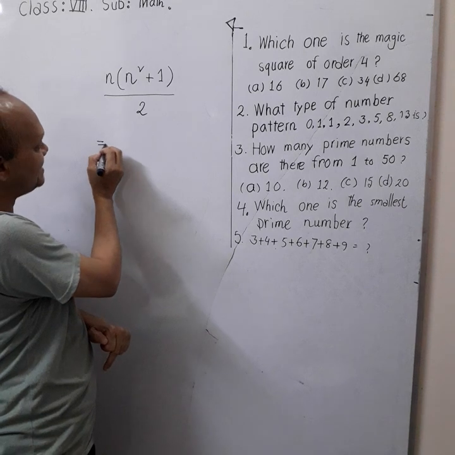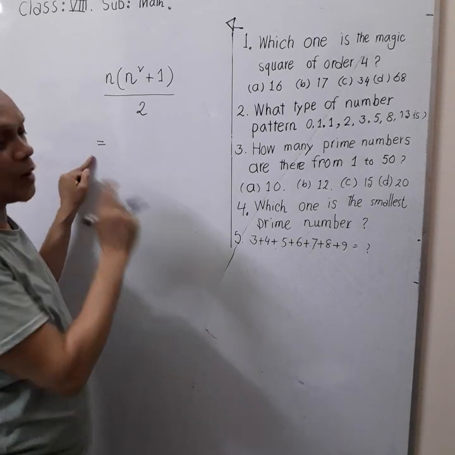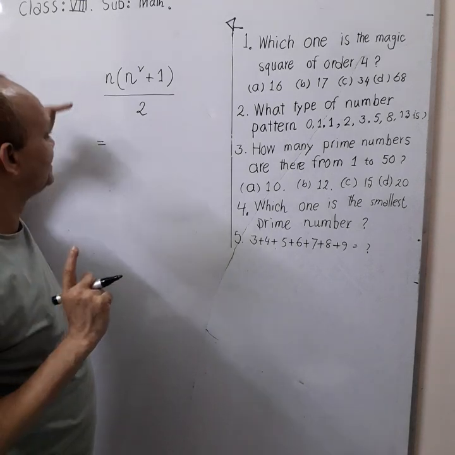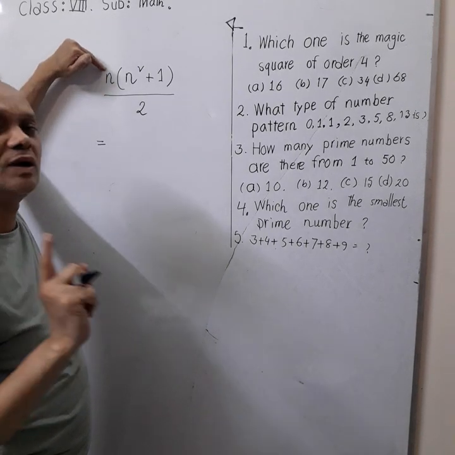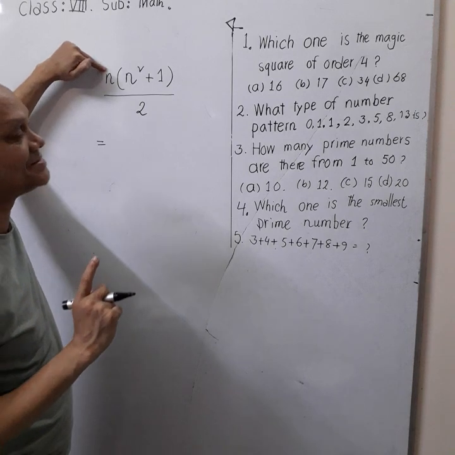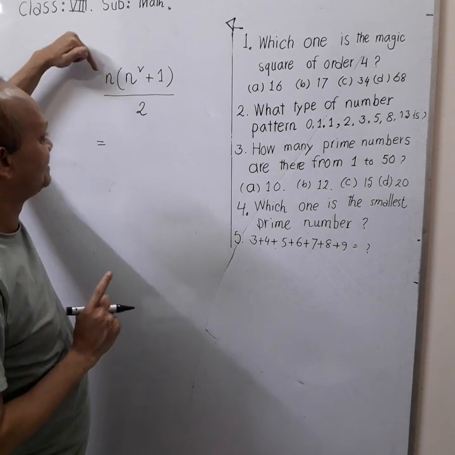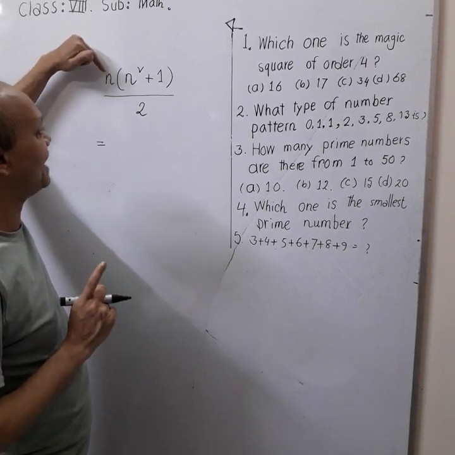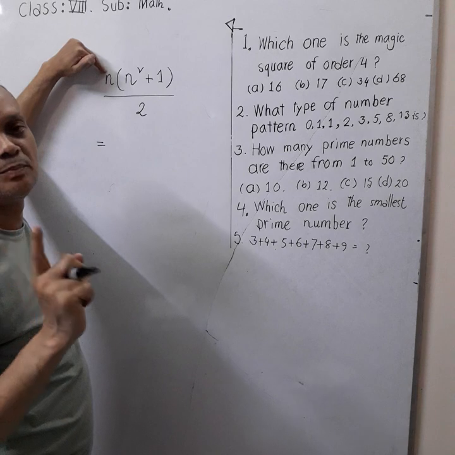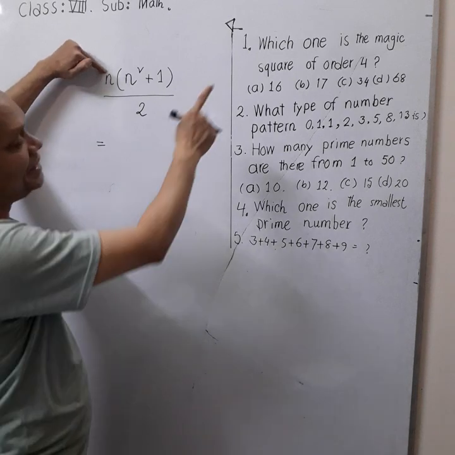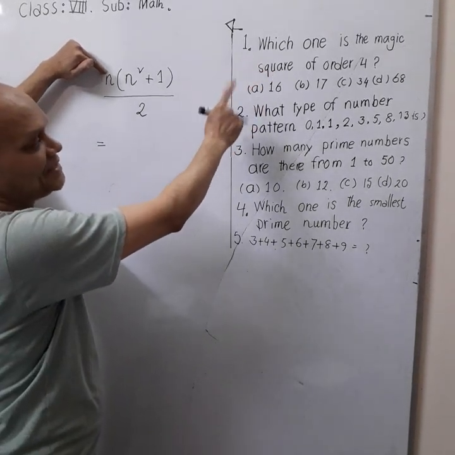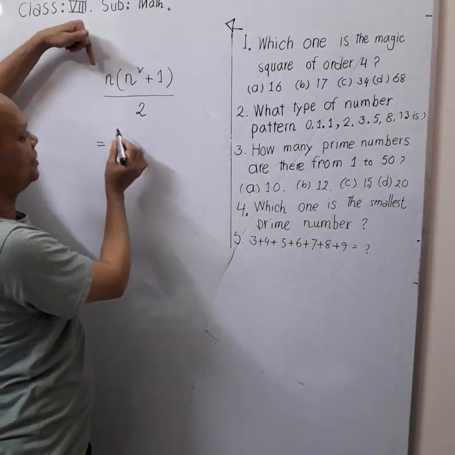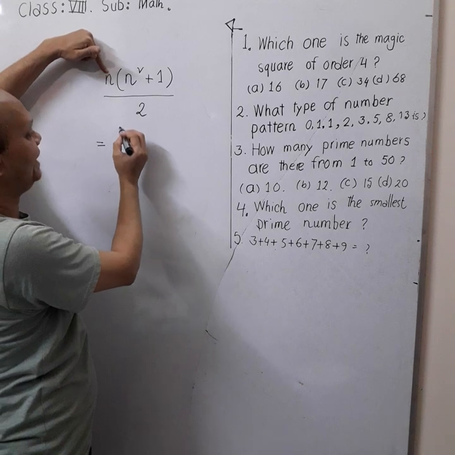Here, what is n? n is the order of the square. If the order is 4, then in place of n you will write 4. If it is a magic square of order 5, then n will be 5. If magic square of order 6, you will write 6 in place of n. So here, which one is the magic square of order 4? According to the question, here the value of n equals 4.